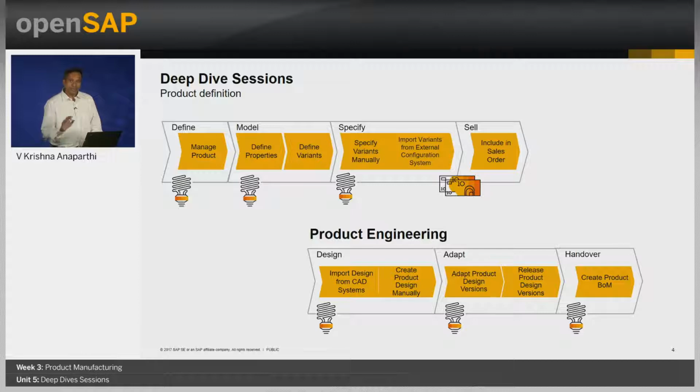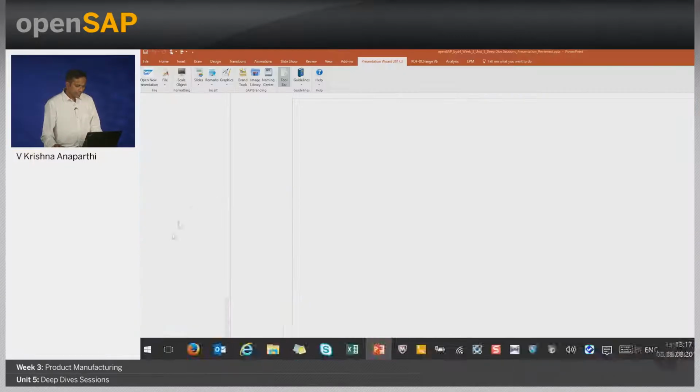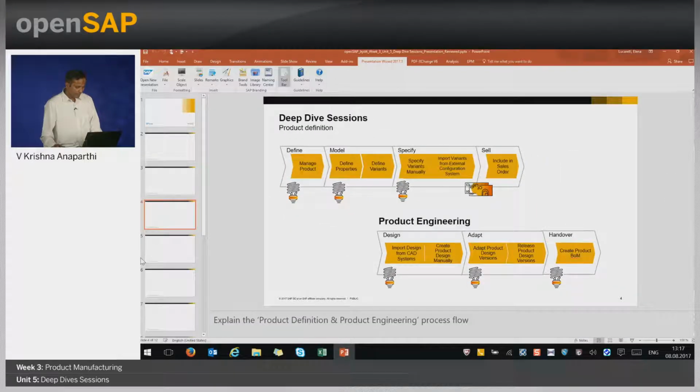Let's now discuss the product engineering process. Product designs can be created in the system. Against a design, multiple versions can be created. From the design, user can then generate the production BOM. Let's take a quick demo of it in the system.